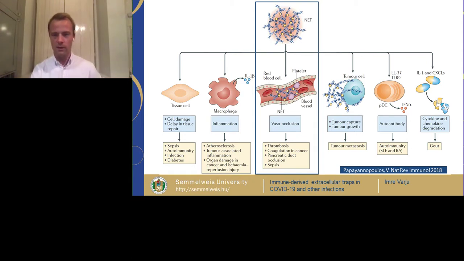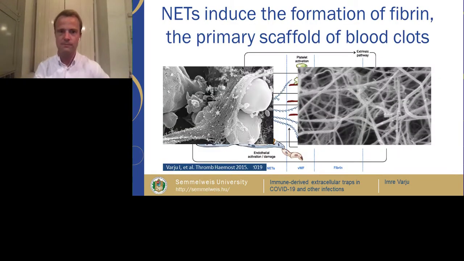Now let's talk a little bit about this very exciting interaction of NET formation and blood clot formation. Today we know that this is a two-way interaction. If we take a look at the left and at the bottom, this image depicts an injured endothelium in a capillary system. When this injury happens, neutrophils will be drawn to that part of the endothelium, and neutrophils can go through an activation through this endothelial damage that will cause this octopus-like structure to appear, which is how NETs are depicted on this image.